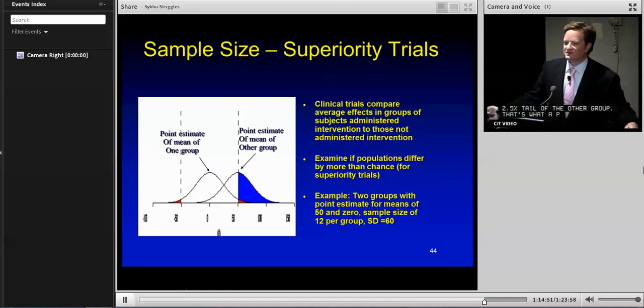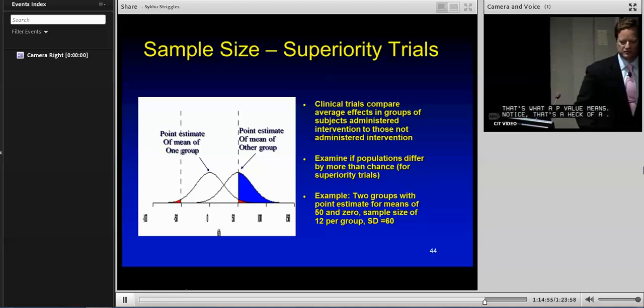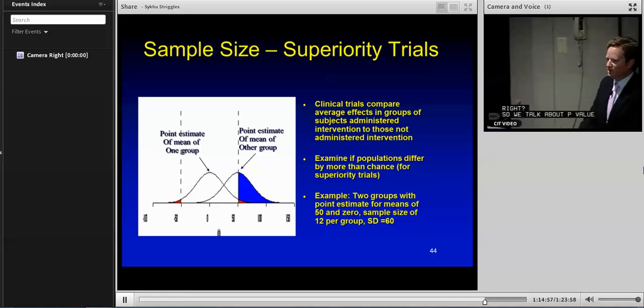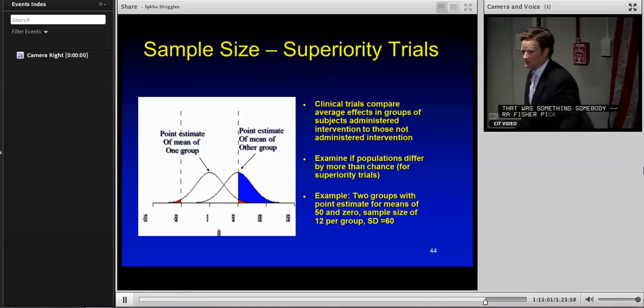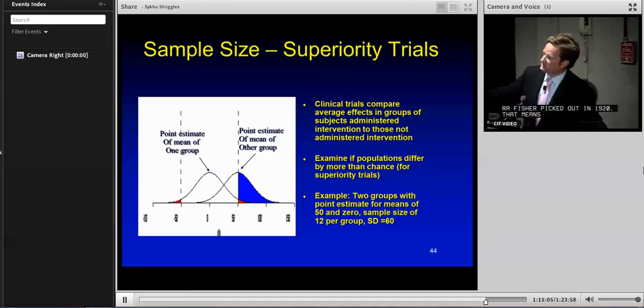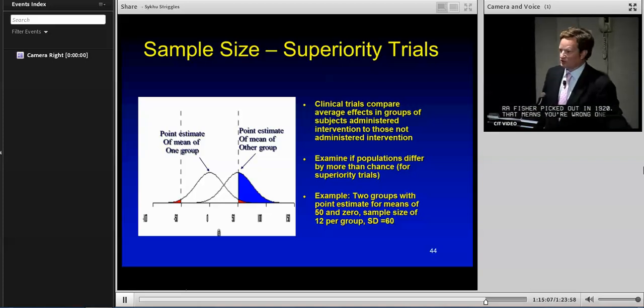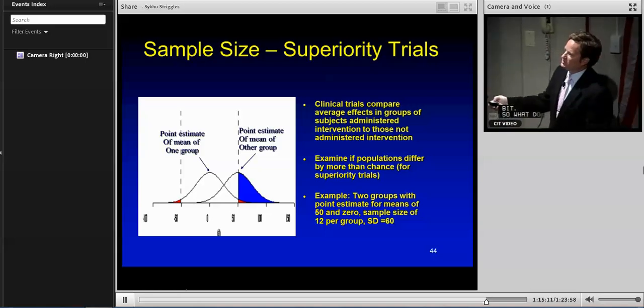That's what a p-value means. Notice that's a heck of a lot of overlap, right? So we talk about a p-value of 0.05, that was just something R.A. Fisher picked out in 1920. It's actually a pretty low standard of evidence. It means you're wrong 1 in 20 times, and when I look at that curve, I say, wow, that's actually overlapping a good bit. So what do you do if you increase sample size?